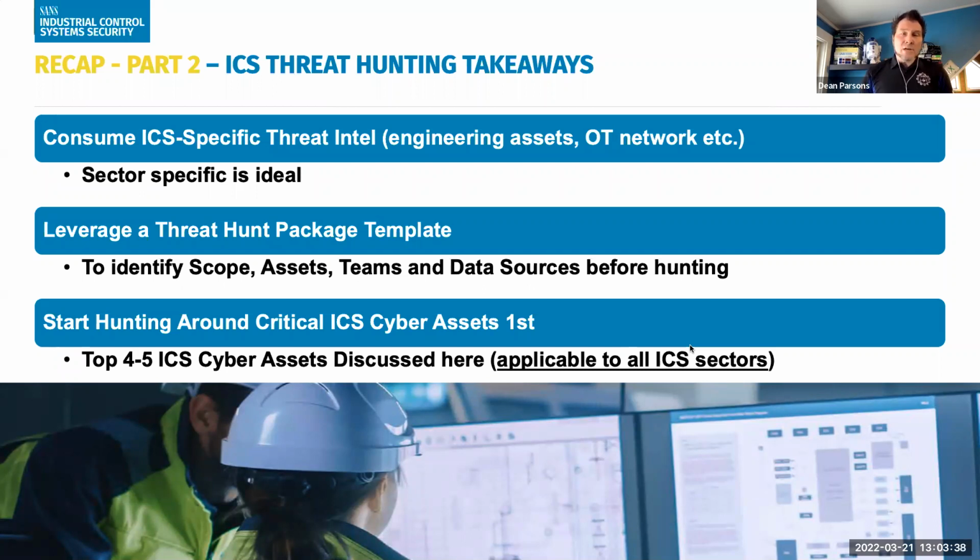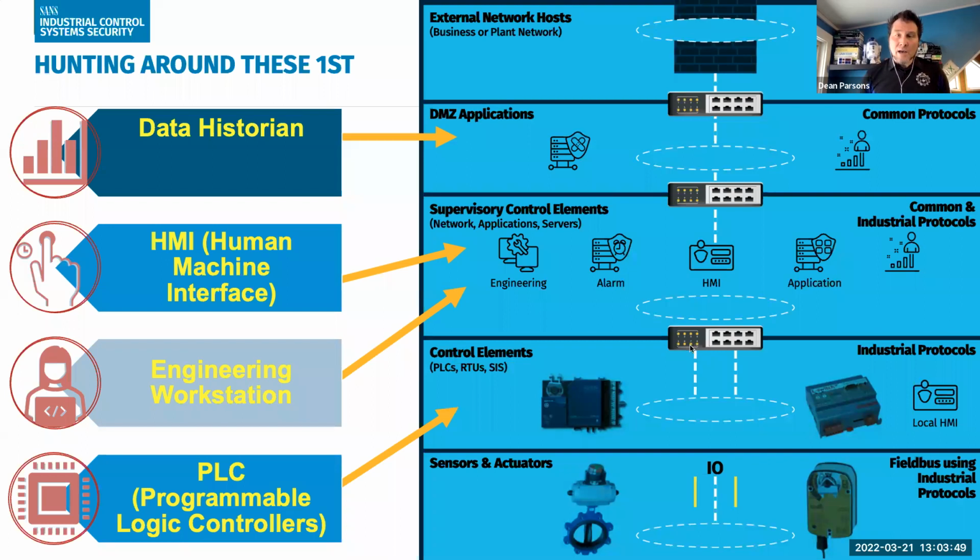Now, it goes without saying, we're going to be starting off hunting around those top 4 to 5 ICS specific assets we've discussed many times here. So I won't linger on it too much, but they are on screen now. The data historian, the human machine interface, engineering workstation, and of course the PLC or other electronic devices in the lower levels of the Purdue. And as we're talking about the Purdue, it is aligned roughly to where you see these assets in the network. So we're going to jump right into hypothesis number 1.